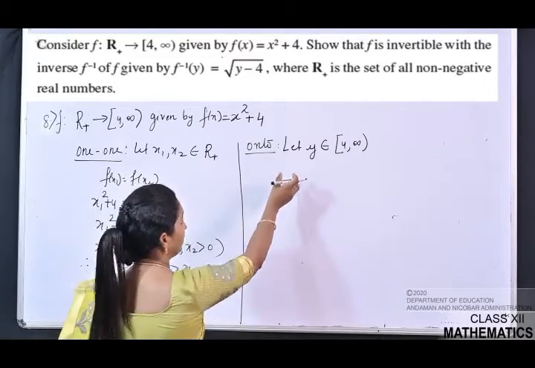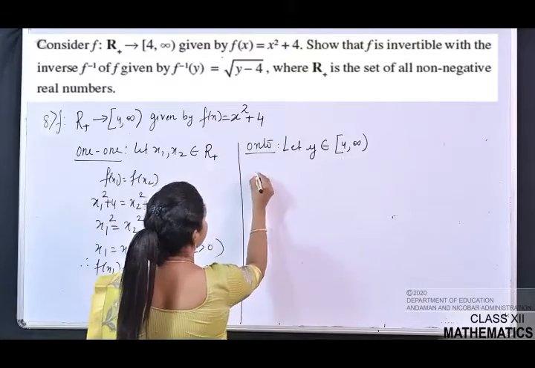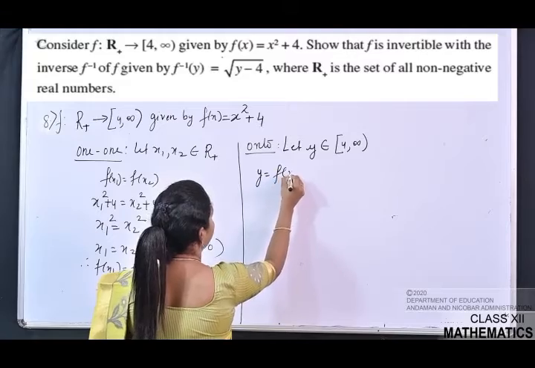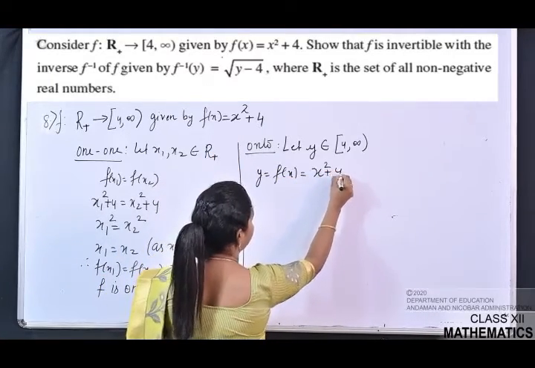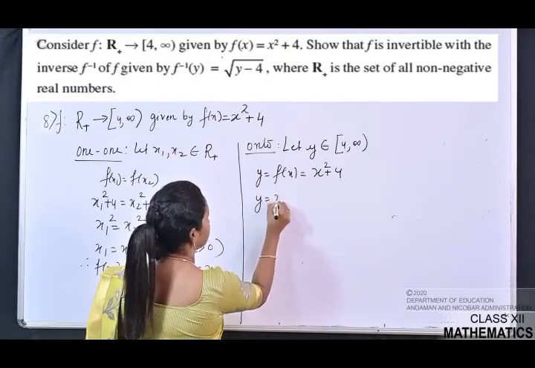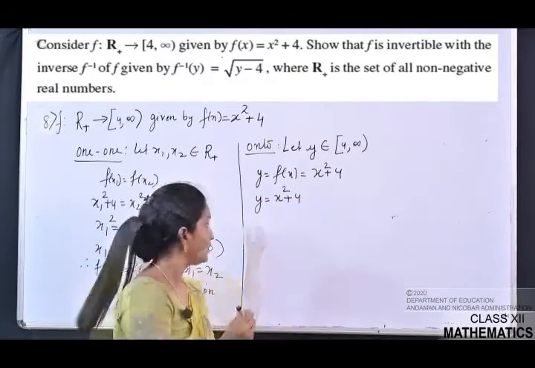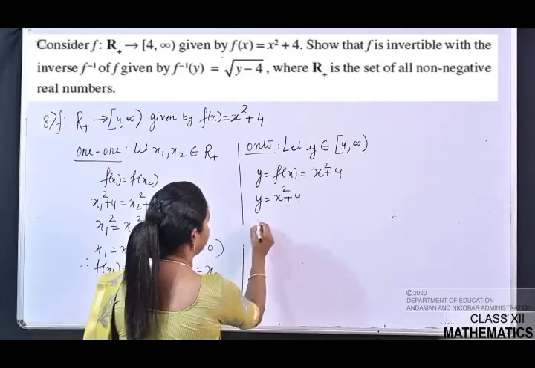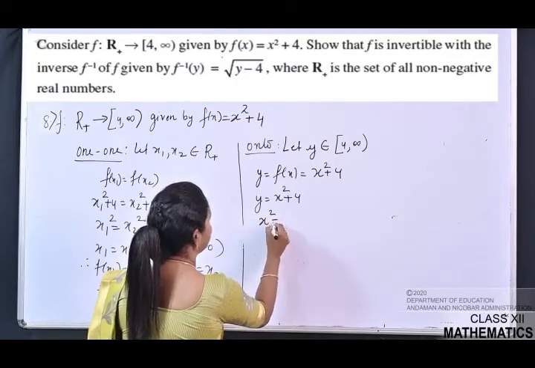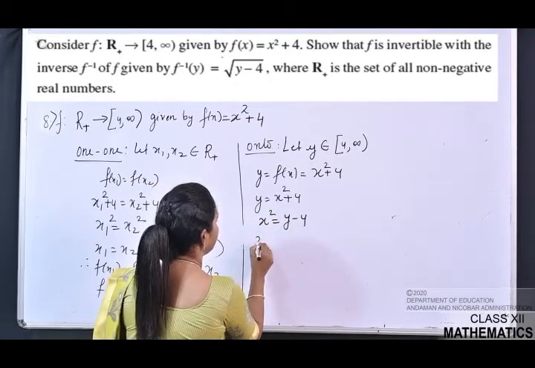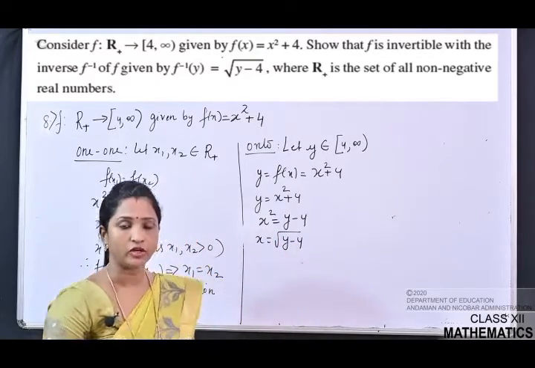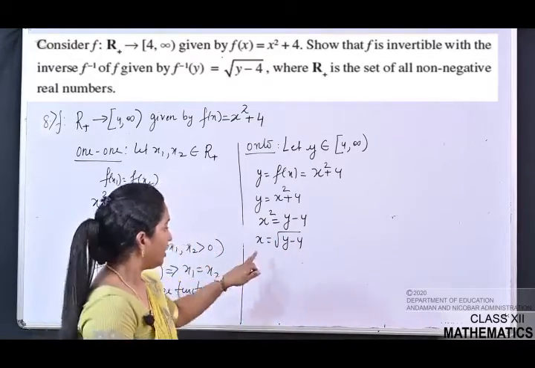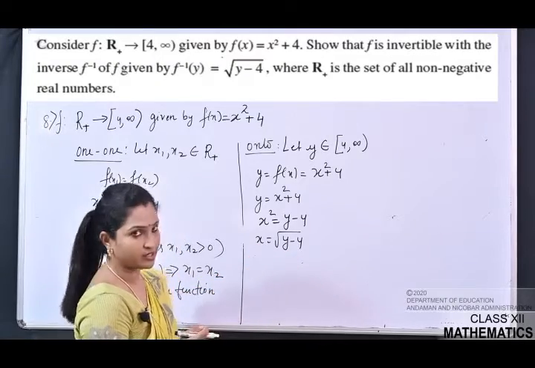Okay, so what we will do, let y belongs to 4 to infinity. Now y is equal to f(x), what is the value of f(x)? x square plus 4. So y is equal to x square plus 4, that means x square will be equal to y minus 4. x is equal to root of y minus 4. We will not be taking the negative value because the domain is R plus. So x is equal to root over y minus 4.